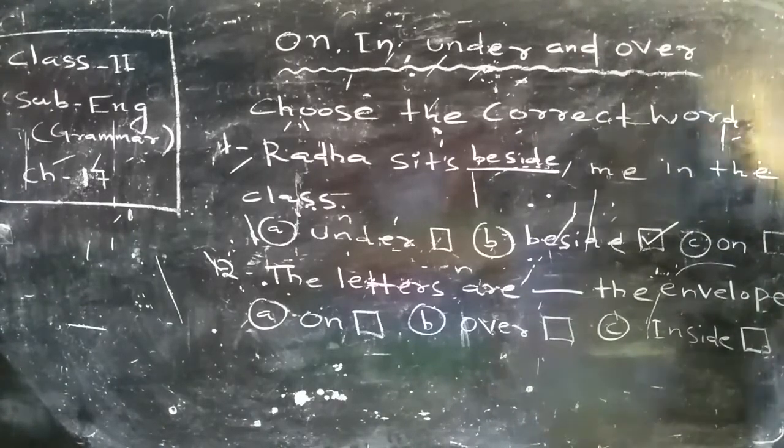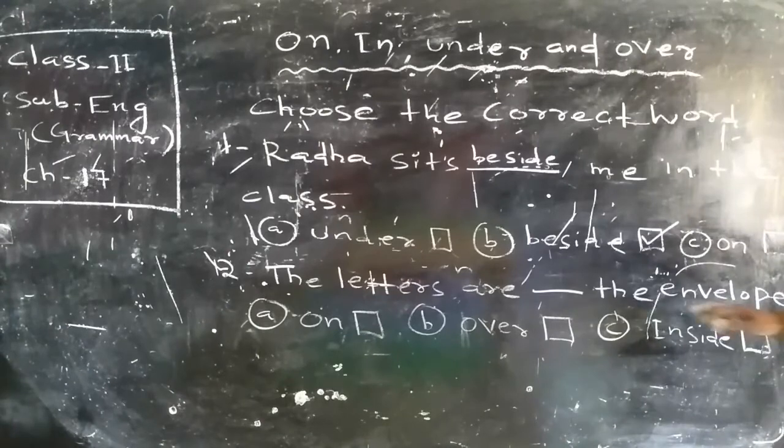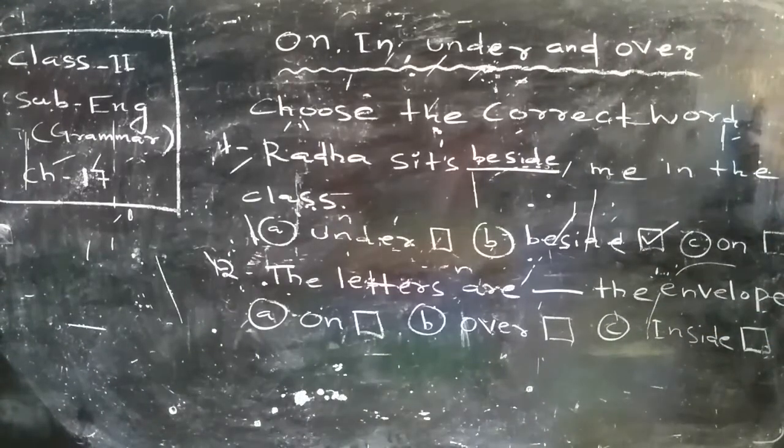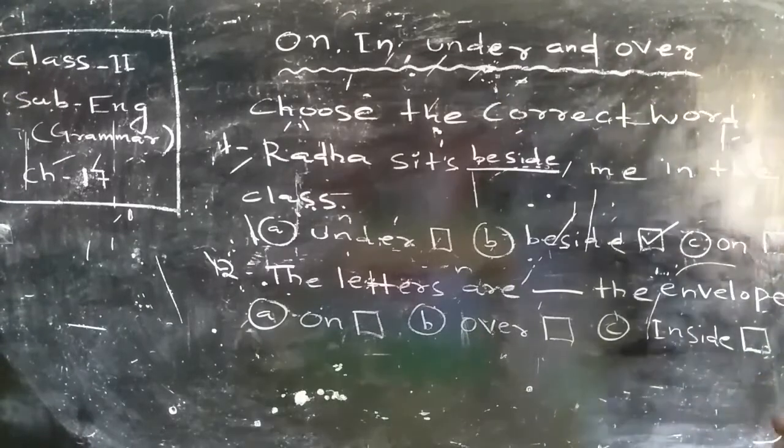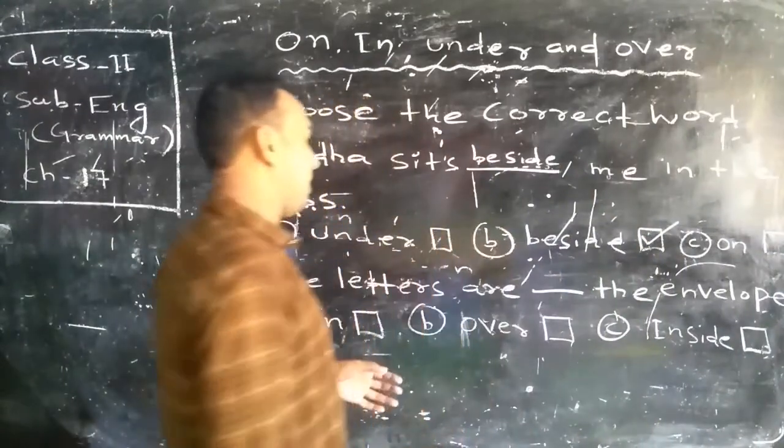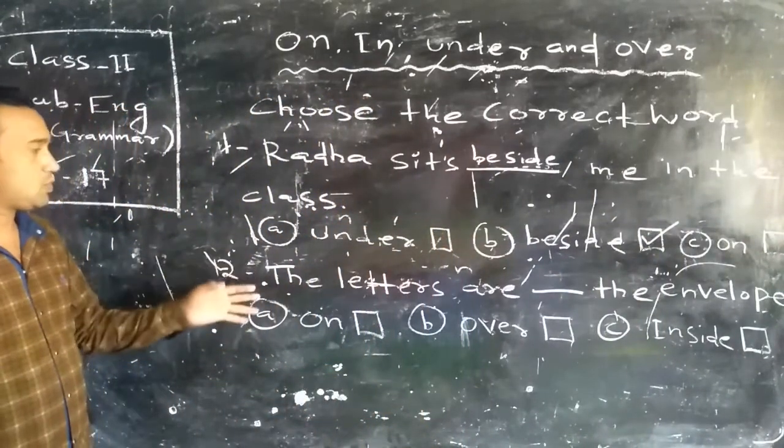Then two number. The letters are dash the envelope. The three options: on, over, inside. On, over, inside. So just choose one.